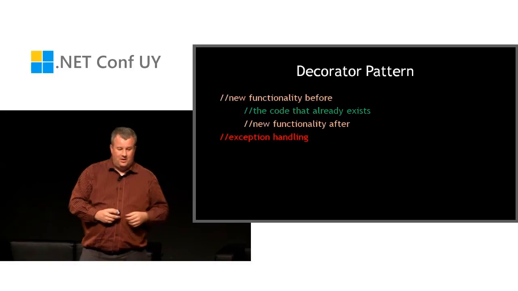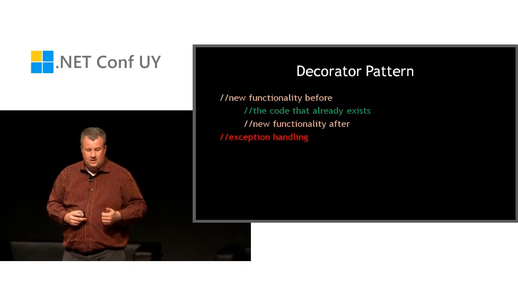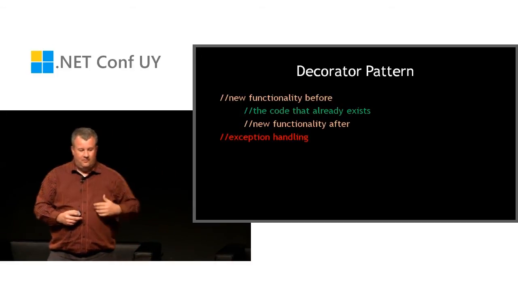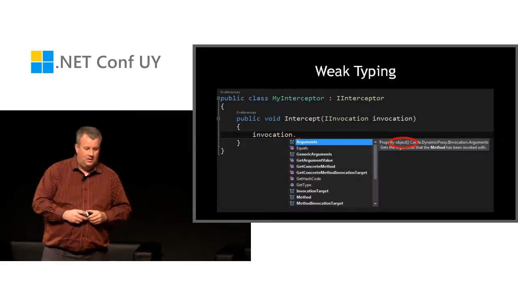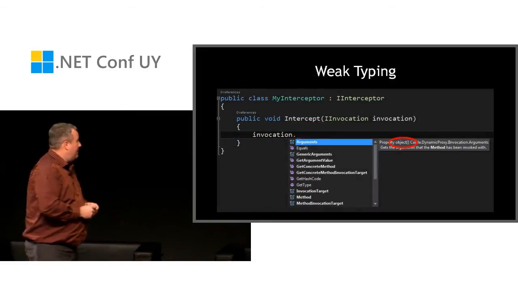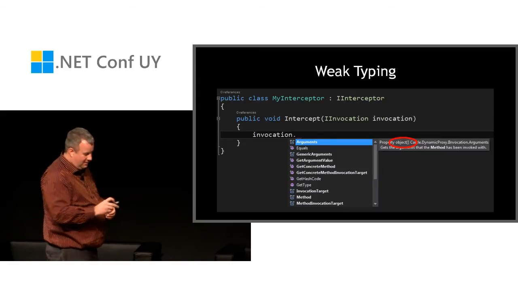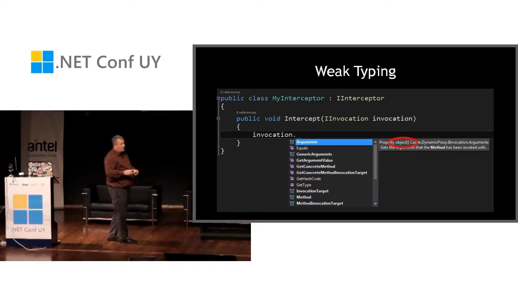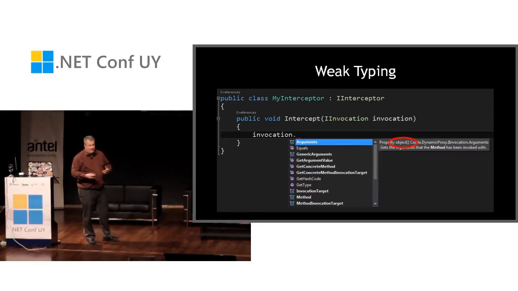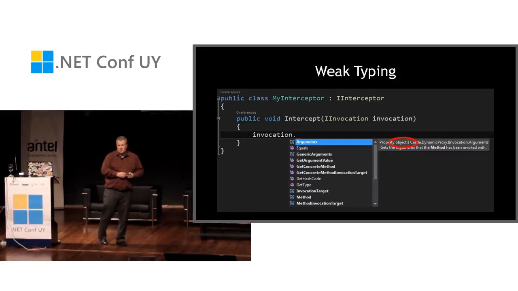So here's our decorator pattern. We've got code that already exists. We can inject functionality before, functionality after, exception handling around it. Our weak typing, it's really hard to see, but over here, we're looking at invocation. So invocation is the original call that was happening, and we're saying invocation.arguments, and it's coming back with an array of objects.